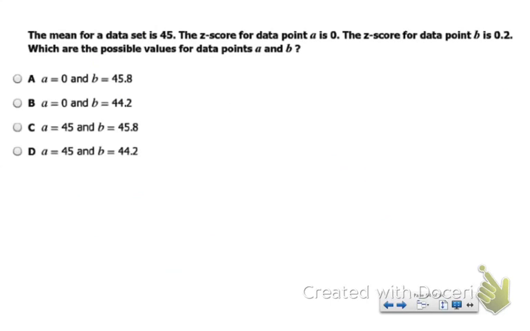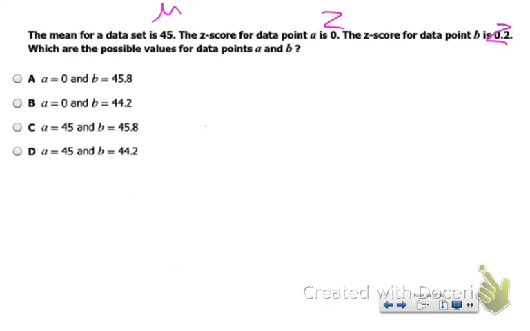Okay, last one. The mean for a data set is 45. The z-score for a data point A is 0, and the z-score for data point B is 0.2. Which are the possible values for data points A and B? Okay, so they don't give you an element, they just call it A and B, and they don't give you a standard deviation. So you actually can't do straightforward calculation for this one.